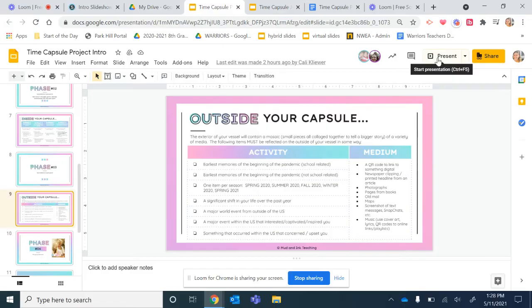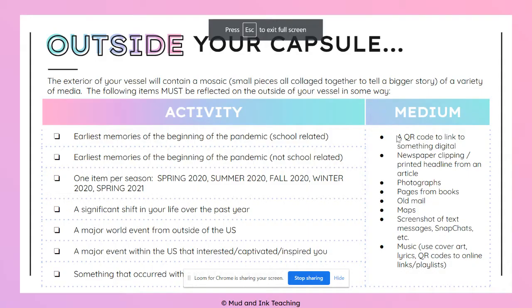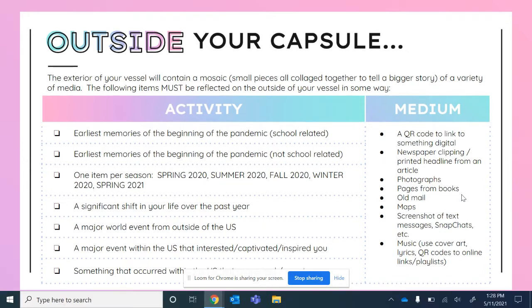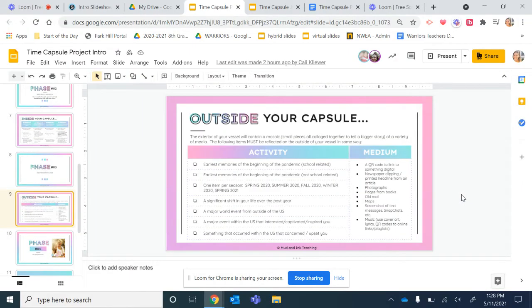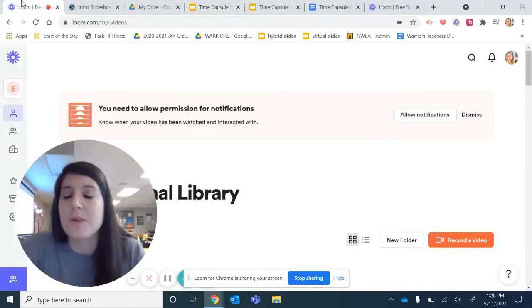Now, these can be really whatever you want. If you look on the medium side of things, you can do a QR code. It can be pictures. It can be old mail. It can be screenshots of text messages. It can be lyrics. Whatever you want to do, you are going to print those out and cut them out and put them on your box.